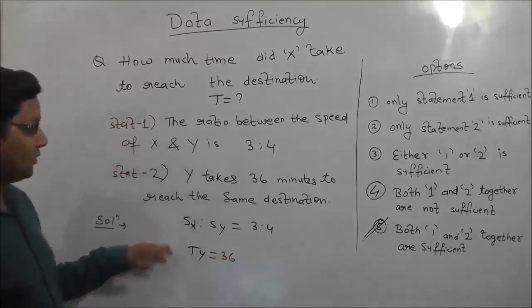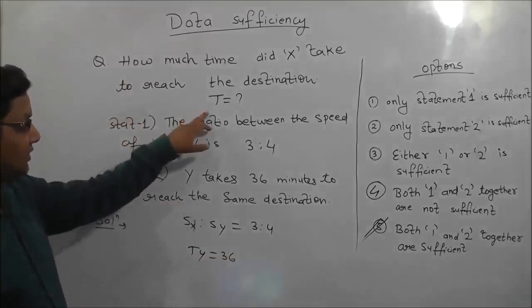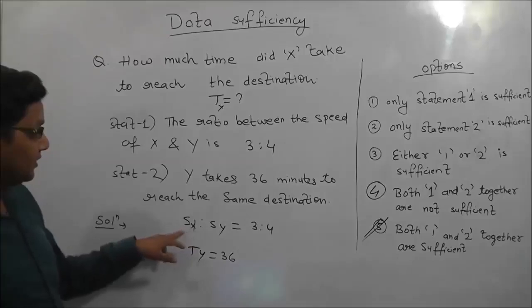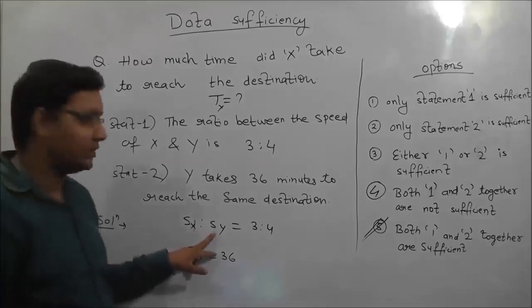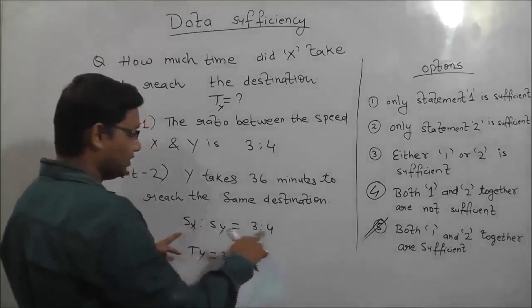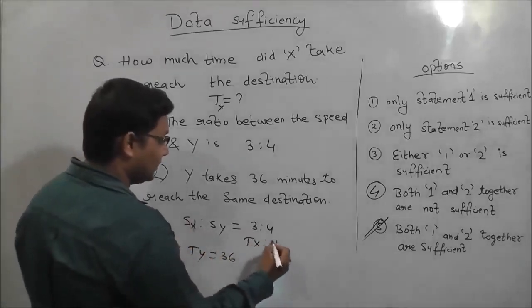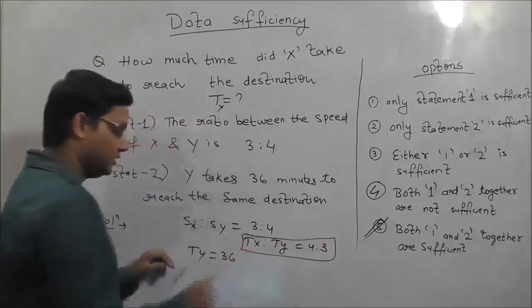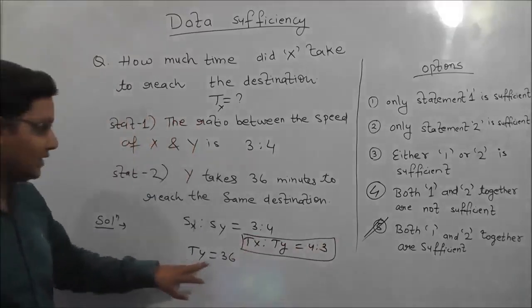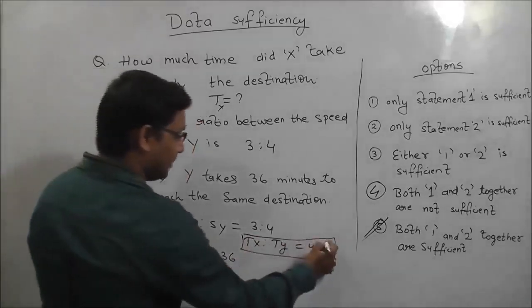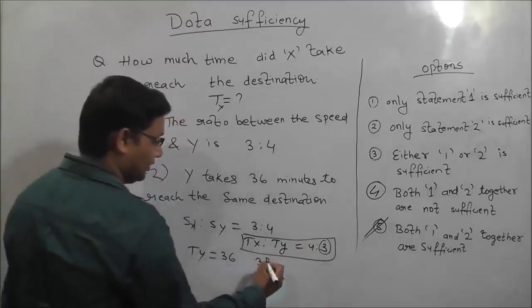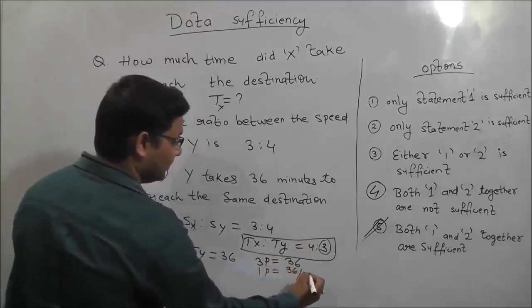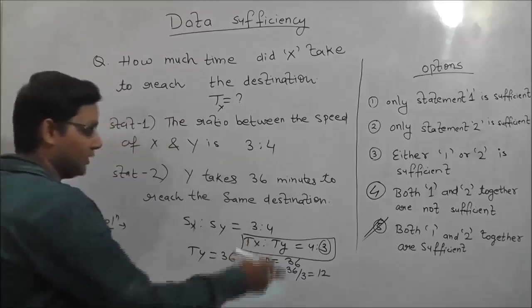So by combining these two, the question is whether we can find the time taken by X or not. We know that speed is inversely proportional to time. So if the speed ratio is 3:4, the ratio of the time will be 4:3, just the opposite of that. So this is the derivation we have got. The time taken by Y is given as 36 minutes. So Y is the third part. So 3 parts equals 36. So one part will be 36 by 3, that is 12.